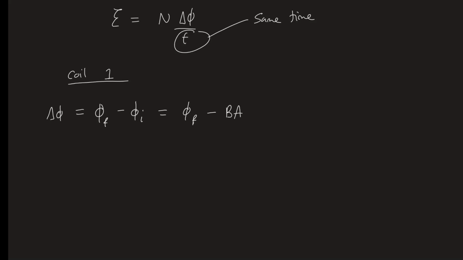So we can say the flux is BA, and we know the area is a square that measures 0.5 by 0.5, that's 0.25. And that applies to both of these. B, we're told, is 1. So we've got some helpful information there.